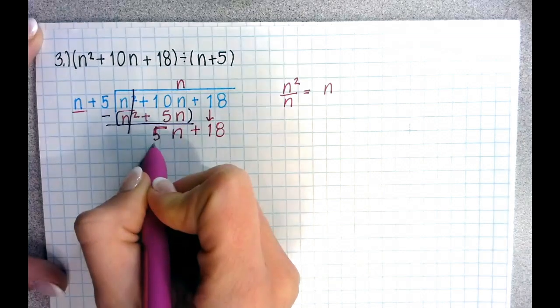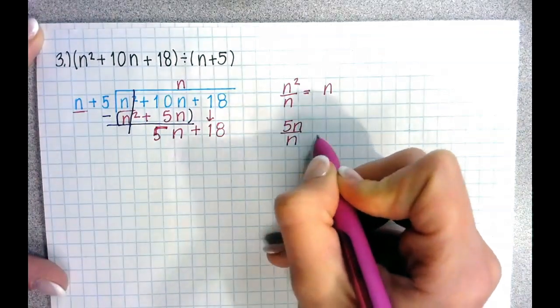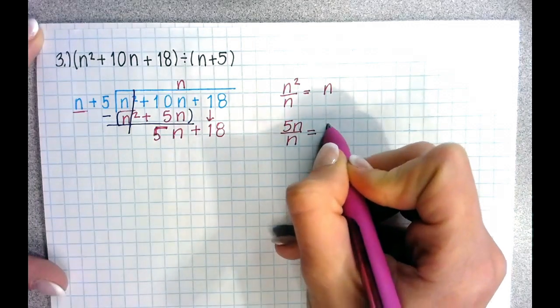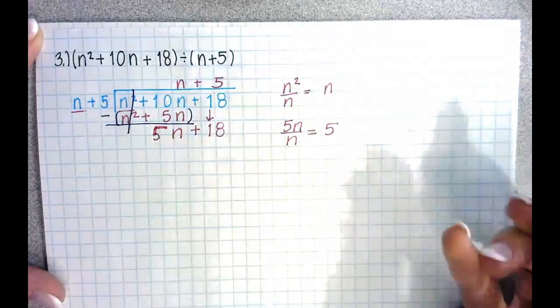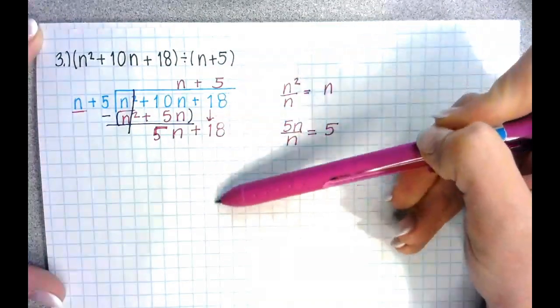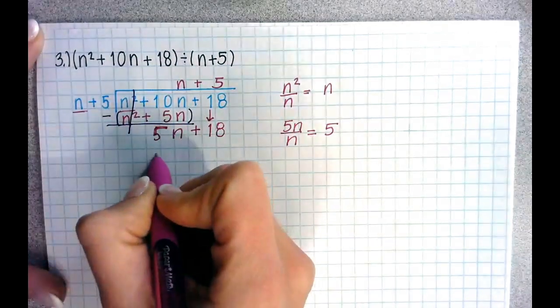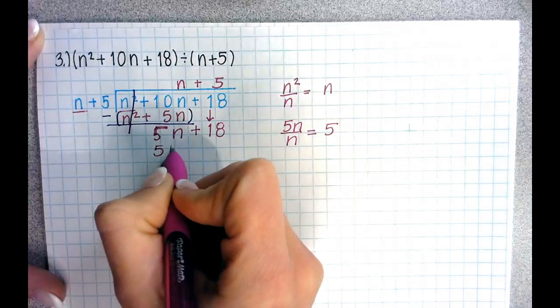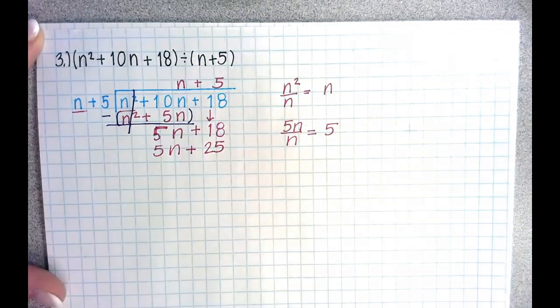Now we're going to divide this one, this leading term, 5n, by the n out there. And that gives us 5. Plus 5, constant term, gets written above all the other constant terms. All quadratics, all linear, all constant. Take the 5, multiply it, distribute it to that binomial. What do we get? 5n plus 25.